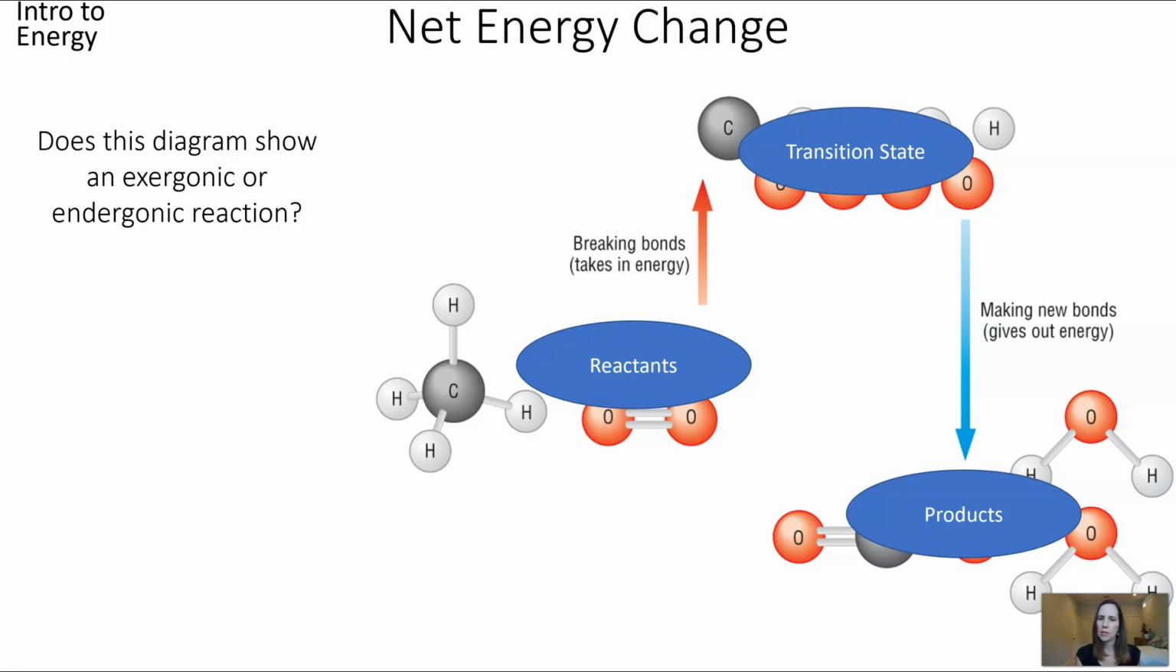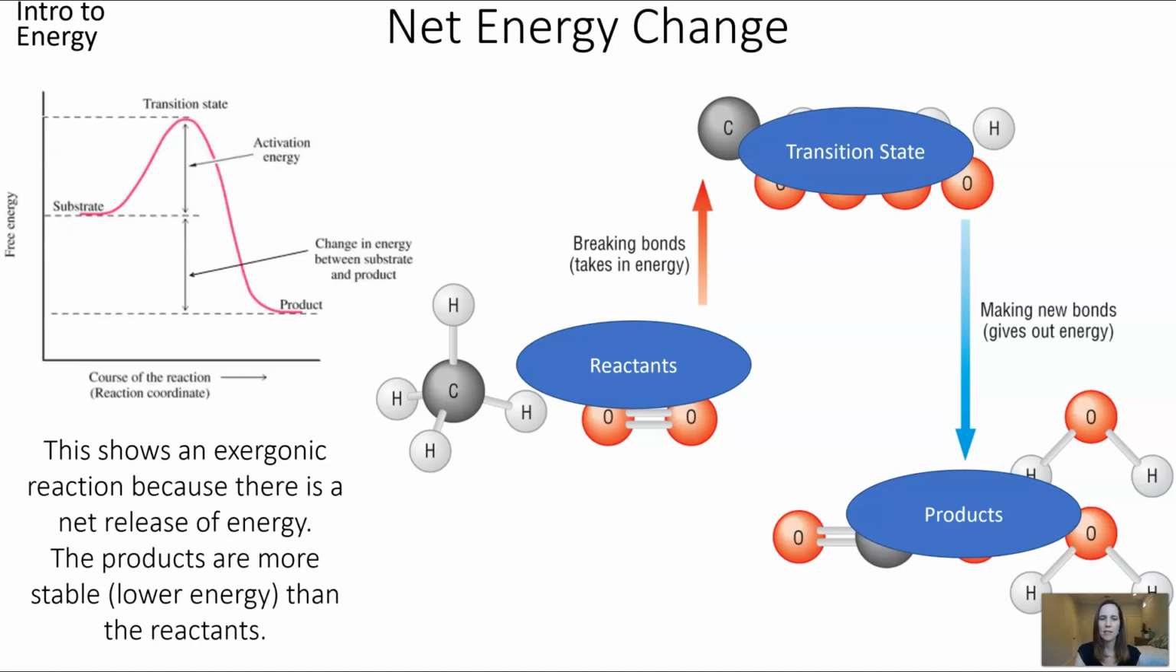Going from reactants to transition state, we always have to take in energy, because that requires energy to break those bonds. Going from transition state to products gives out energy, because we're making new bonds, so it's becoming more stable, has less energy. So to determine whether it's exergonic or endergonic, you can really ignore that transition state and just compare the reactants to the products. So are we needing to put net energy in, or is energy released? And in this case, the energy level of the products is lower than that of the reactants, and therefore there's a net release of energy. So in this case, this is showing an exergonic reaction.